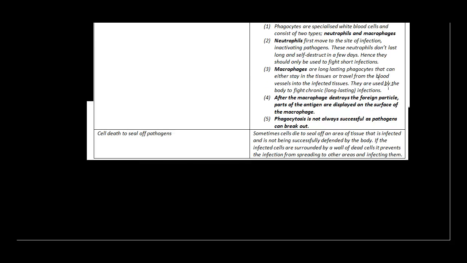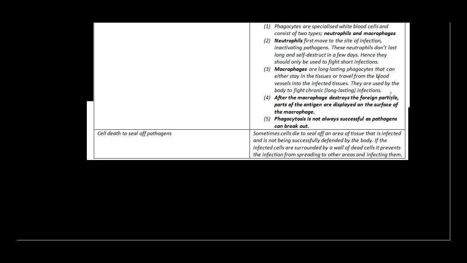Anyways, after the macrophage destroys a foreign particle, parts of the antigen are displayed on the surface of the macrophage in order to trigger the helper T cells, which is a part of the third line of defense, which we will learn later. Don't worry about that. Anyways, so number 5, the phagocytosis. I just stated here that it's not always successful, as pathogens can break out, and sometimes this is how pathogens somehow survive in our body.